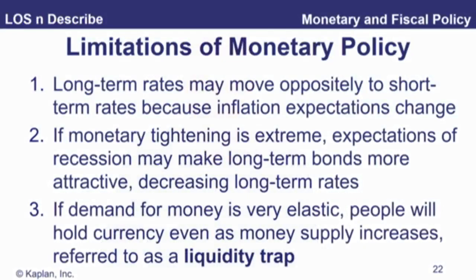Number 3 is the classic liquidity trap. Demand for money, very elastic. So it doesn't matter what you do with the money supply, what you do to interest rates, people are just sitting on it. That's the liquidity trap. You keep throwing money out there and it just keeps falling into this trap and nobody goes out and spends. And if that's the case, the money doesn't get into the economy and you don't get an increase in GDP.